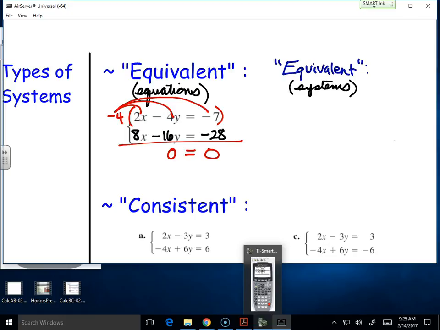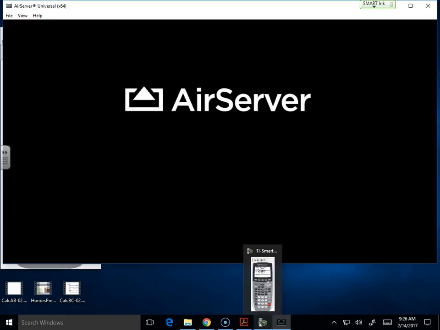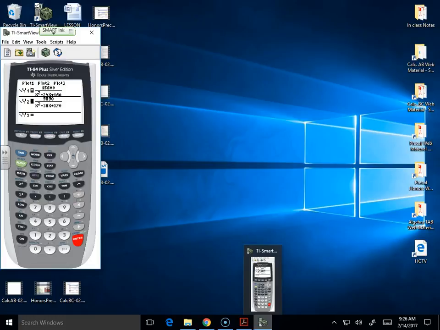Now, equivalent systems just says, okay, whatever you have as one system could show up as another system, or we could change it to be something like this. Where'd it go? It just randomly disappeared? Cool.